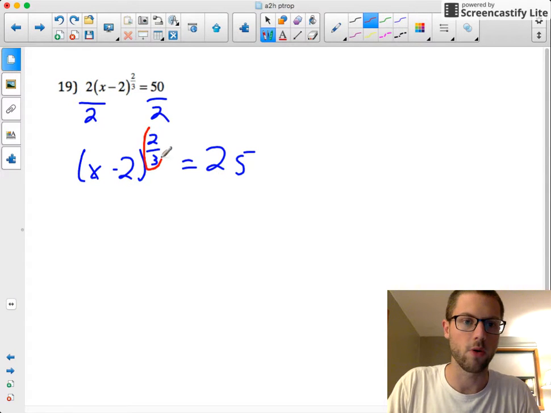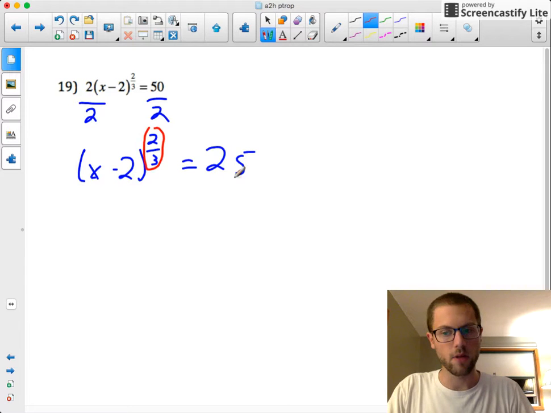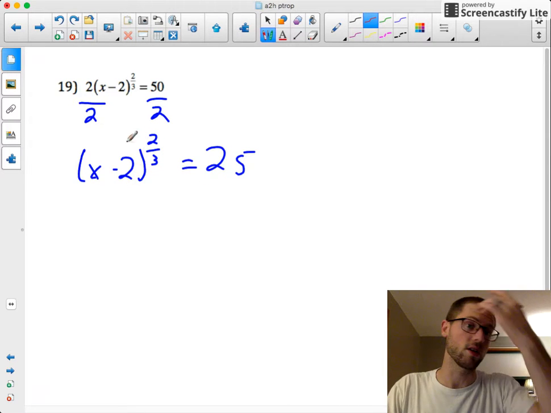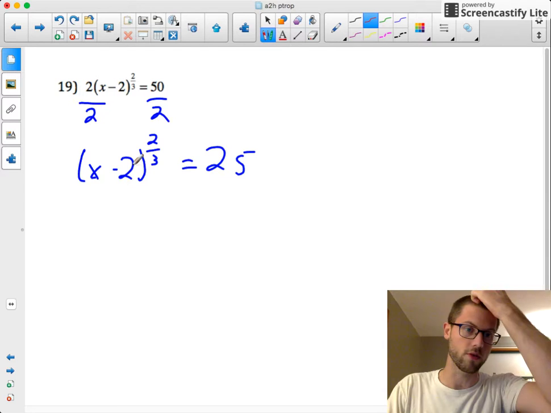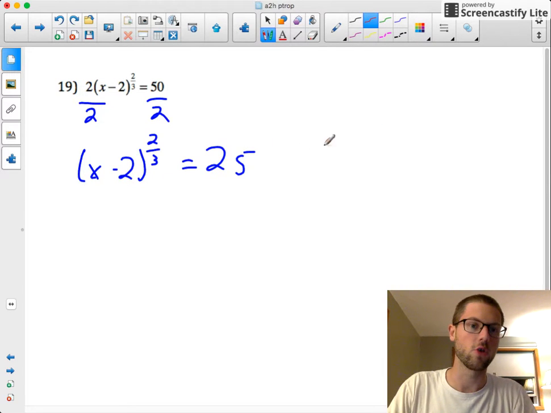The next thing I want to handle is this exponent of 2/3. So now we need to be a little bit clever. I would like this exponent to equal 1, because then I wouldn't need these parentheses at all, and I could just solve by adding 2 to both sides.